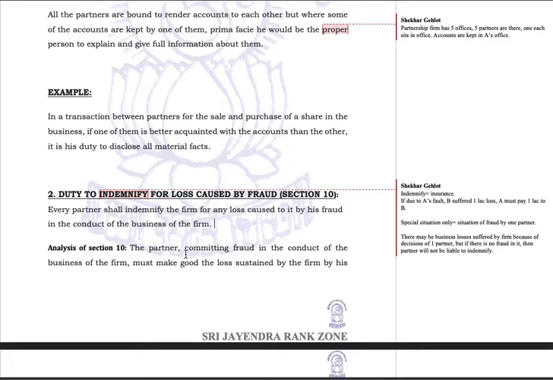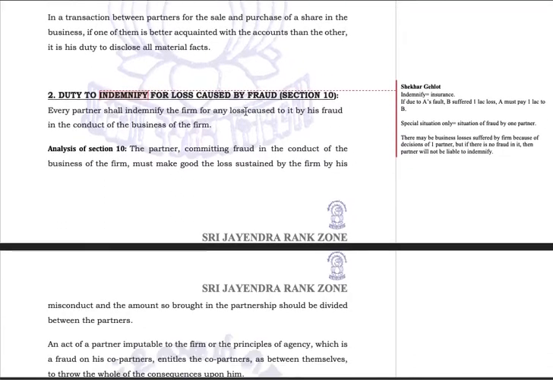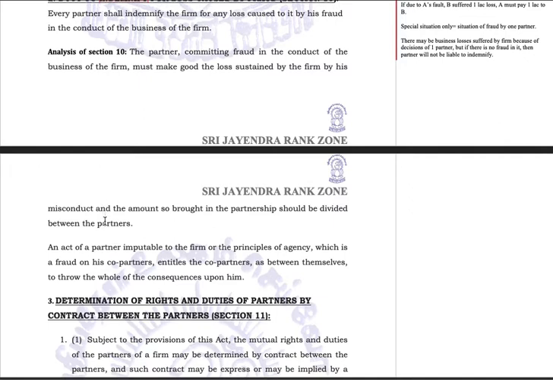The partner committing fraud in the conduct of the business of the firm must make good the loss sustained by the firm by his misconduct, and the amounts so brought in the partnership should be divided between the partners. An act of partners imputable to the firm or principal of agency which is a fraud on his co-partners entitles the co-partners as between themselves to throw the whole of the consequences upon them.